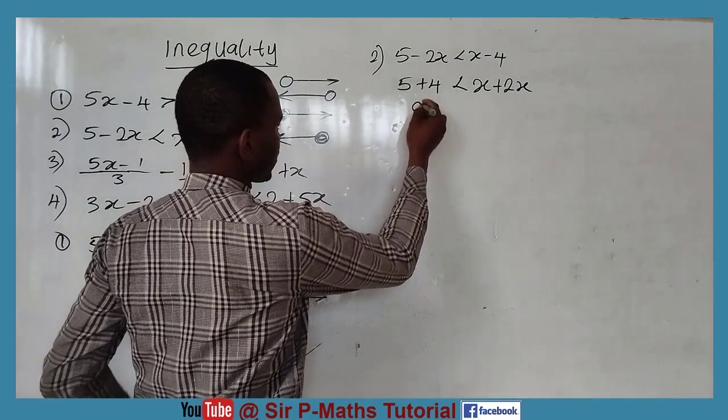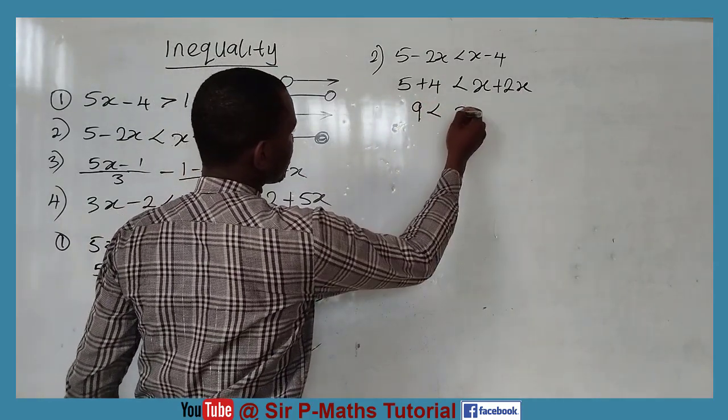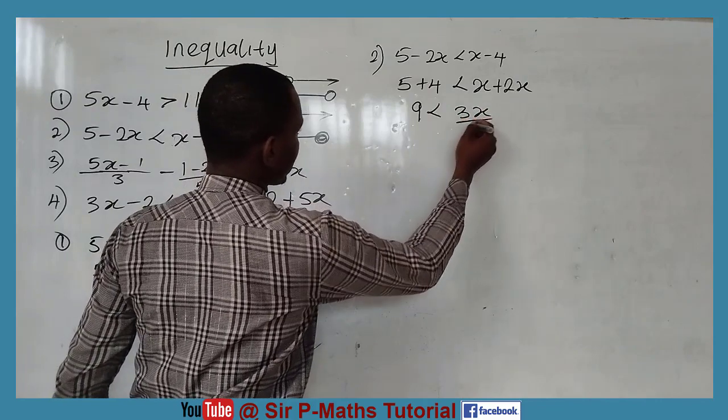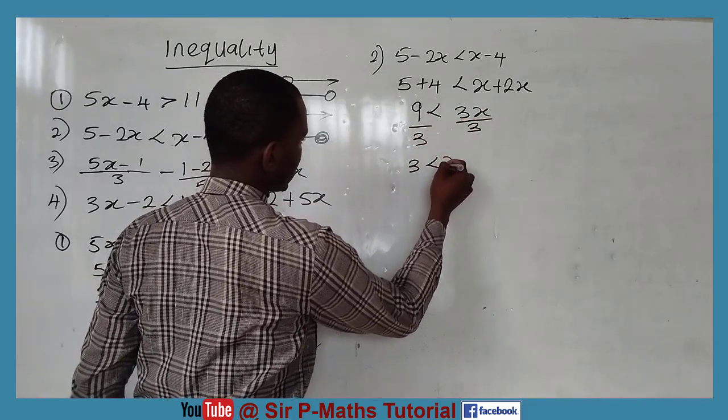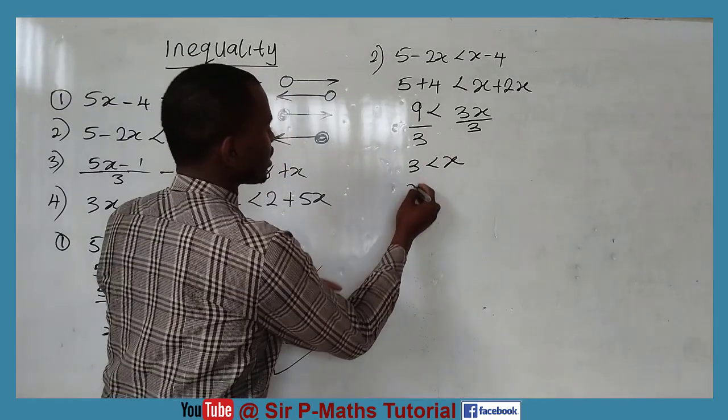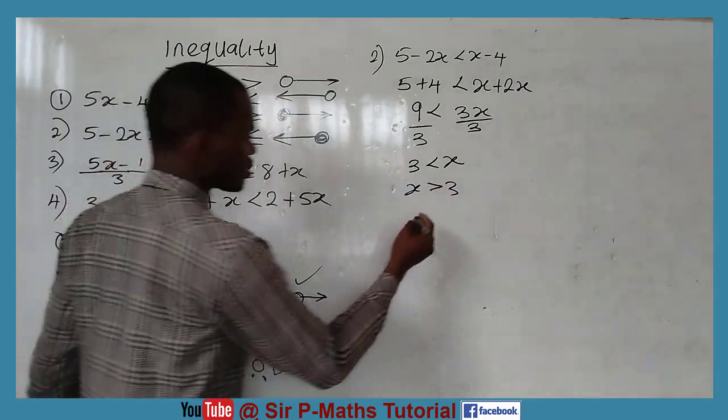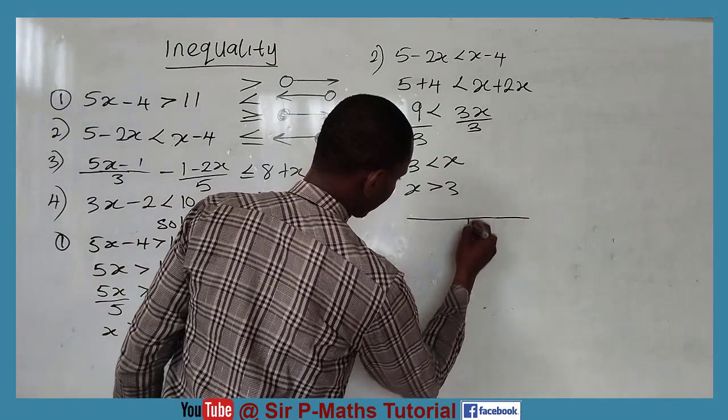Add here, we have 9, less than. Add here, we have 3x. Dividing both sides by 3, I'll have that 3 is less than x. You can write it as x greater than 3. Represent it on the number line system.